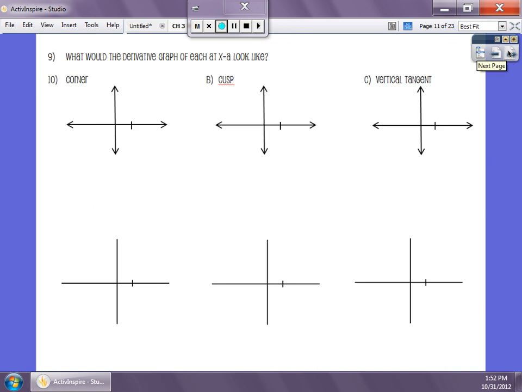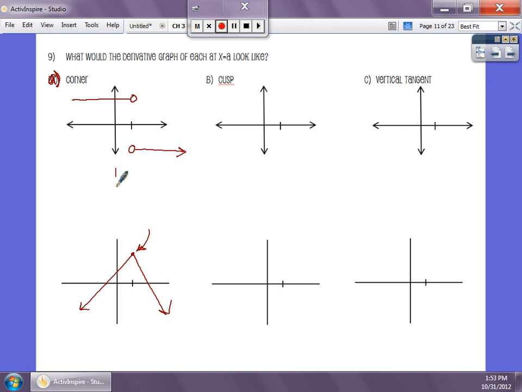All right, bottom of the page. So what would the derivative graph of each x equal to a look like? And this should have been an a right here, a little bit confusing. So a corner. Let's remember that an actual corner looks like this. So there's my corner. What it looks like in terms of a derivative is that the slope is some positive value on the left side and then some negative value on the right side.